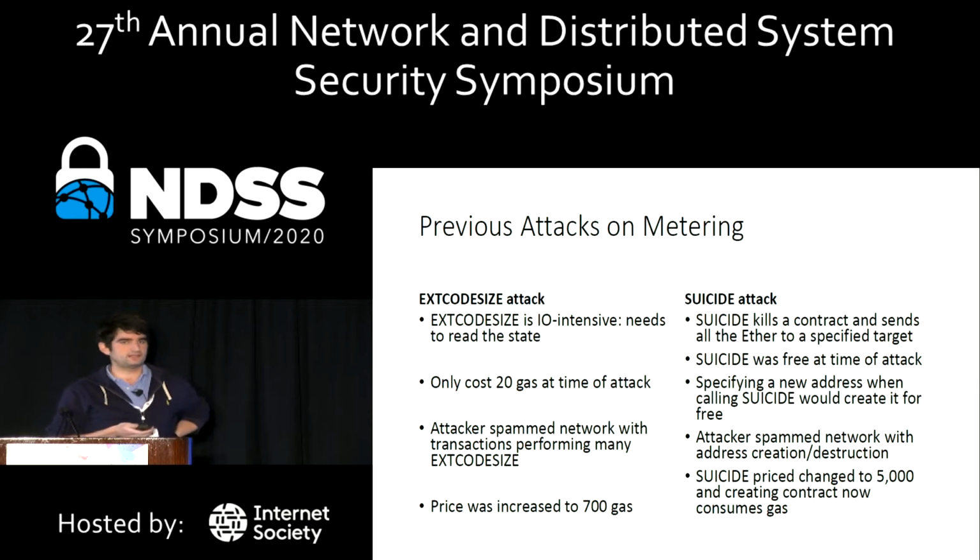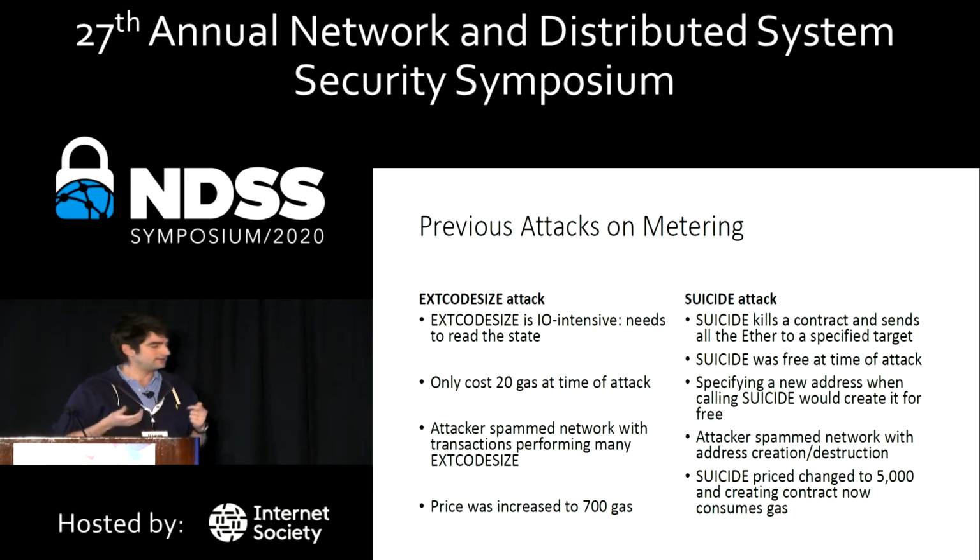In the past, there had been a couple of instances of attacks against this metering mechanism, this gas mechanism. I think both of these were in 2016, if I remember correctly. Both had the same root problem, which was that some of these instructions were underpriced, and an attacker could spam the network using this instruction and make it very slow. For example, EXTCODESIZE is an instruction which tries to read the size of a smart contract stored on the blockchain.